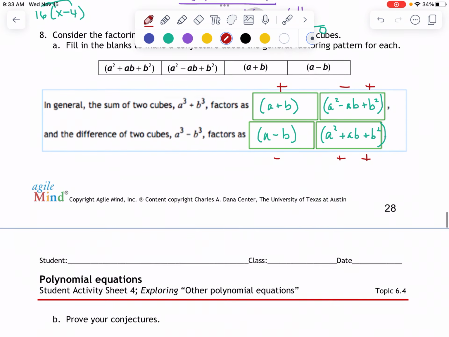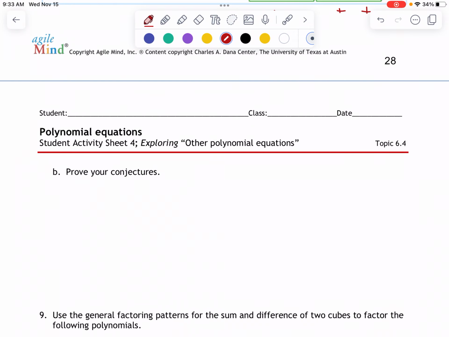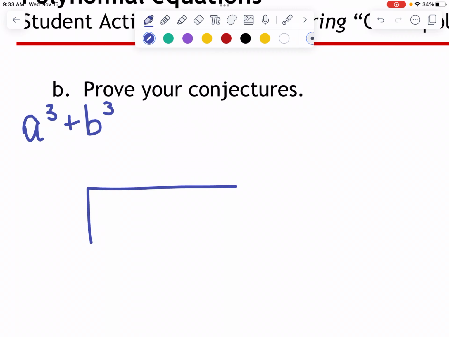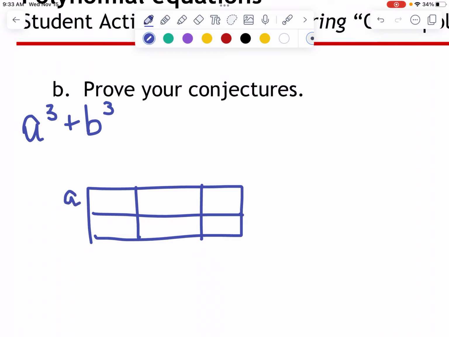All right. We are asked to prove our conjectures here. Good time. So we're going to start with proving our a cubed plus b cubed. Why not? Okay, and a cubed plus b cubed, we said our factors were an a plus b times an a squared minus ab plus b squared.